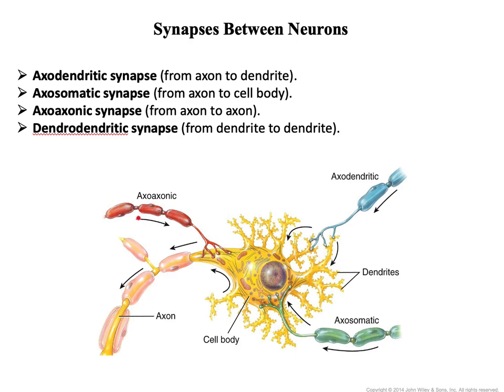But the axon can also synapse with the cell body. We call it an axosomatic synapse, between the axon and the cell body of the next neuron. Also, the axon of a neuron can synapse with the axon of another neuron, which we call an axoaxonic synapse. On the other hand, not shown in this figure, the dendrites of one neuron can make a synapse with the dendrites of another, which we call a dendrodendritic synapse.